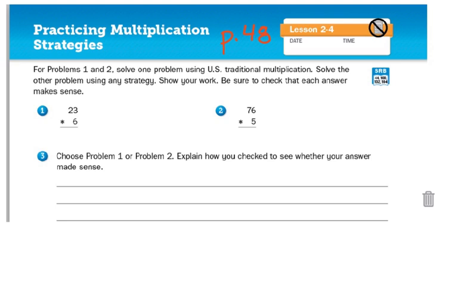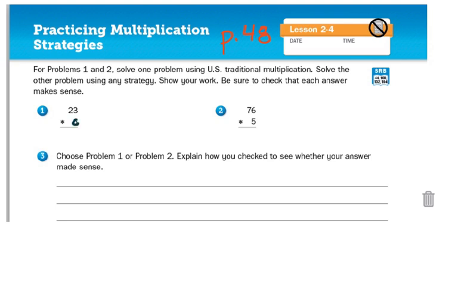For problems 1 and 2, solve one problem using U.S. traditional multiplication. Solve the other problem using any strategy. So if you found that you liked partitioning rectangles, you can go ahead and do that. I'm going to do number 1 with traditional.